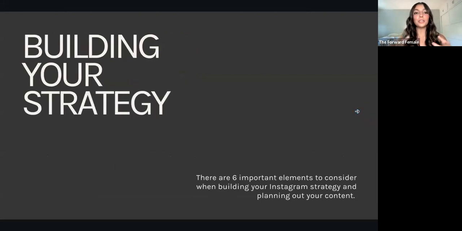So building your strategy. Knowing all of these components about the algorithm, there are 6 important elements to consider when building your Instagram strategy and planning out your content. So we'll dive into each of those, and keep in mind everything that I said about the algorithm at the very beginning, what 3 things are important and how we're going to build an engaged community, because that's what it's all about. It's social media. We want it to be social. We don't just want it to be speaking out into the void. So we want those relationships.